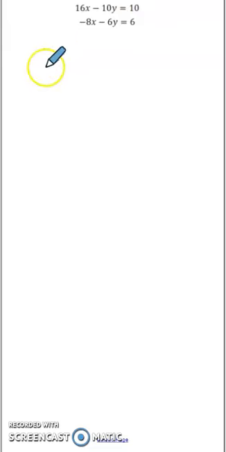Okay, and I want to always look for what's the easiest route, guys. Don't overcomplicate math. Look for the path of least resistance. I'm looking right here at these x's. I know that if I multiply this negative 8 times 2, I have negative 16, which is opposite positive 16. Woo, that's what I want.